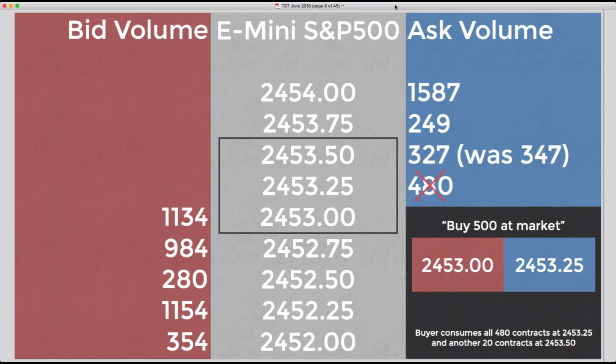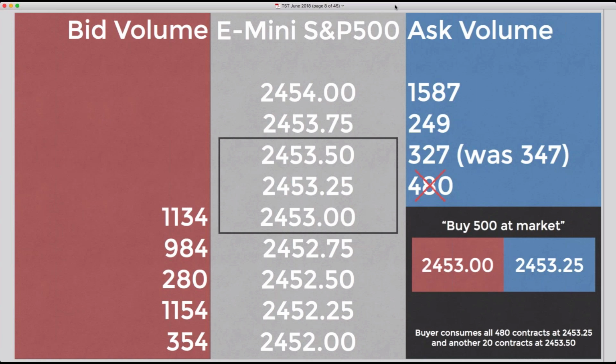And the remaining 20, the 500 minus 480 that were available, will be purchased at 53 and a half, and the available volume to buy will reduce from 347 down to 327. So you can see this is how the trading, the act of buying or selling, moves price.